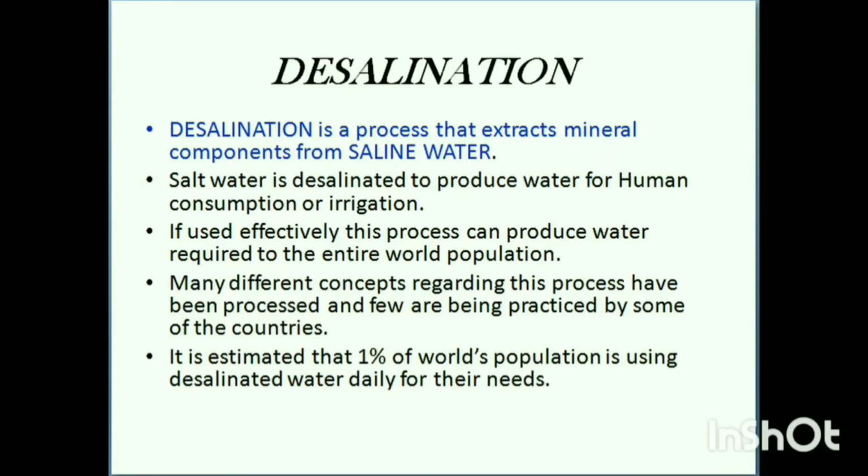Desalination. Desalination is a process that converts seawater into potable water by extracting mineral components present in the seawater, thus making that water suitable for drinking and irrigation purpose.